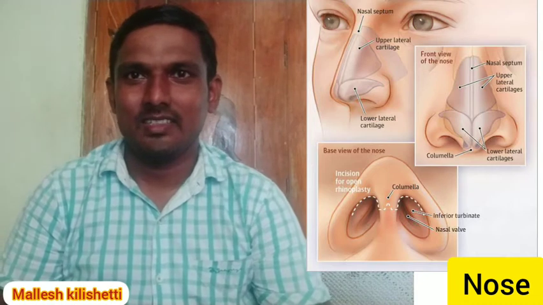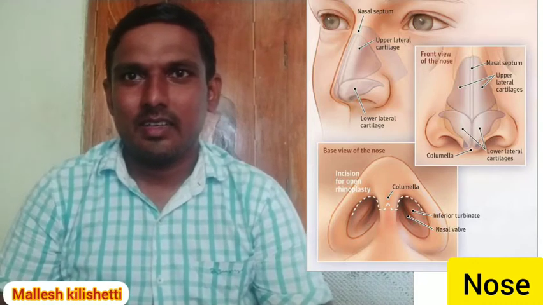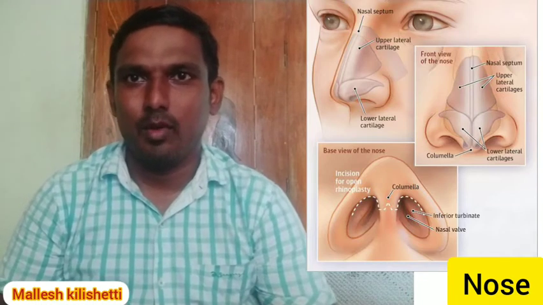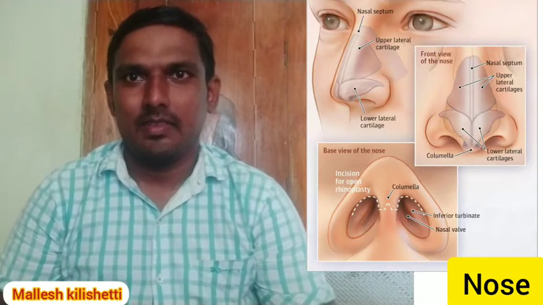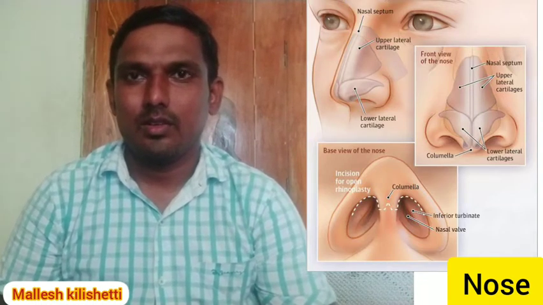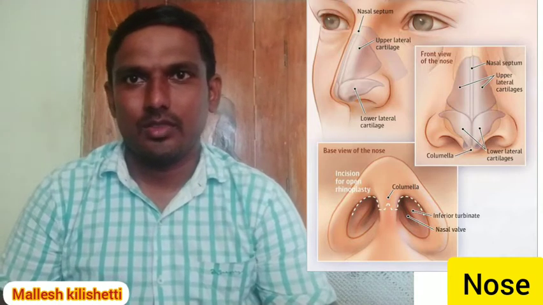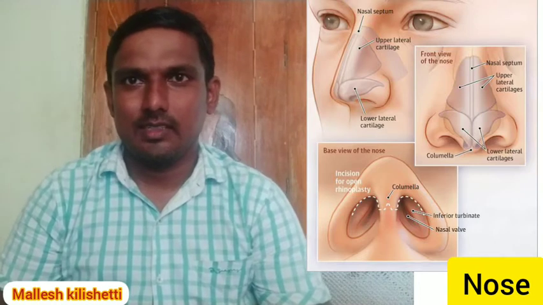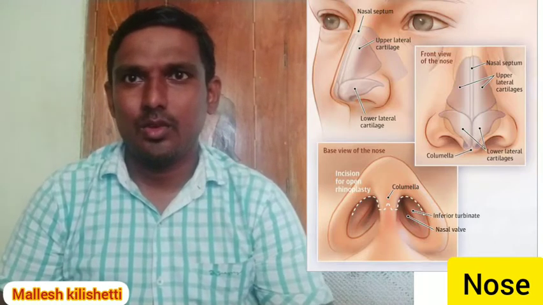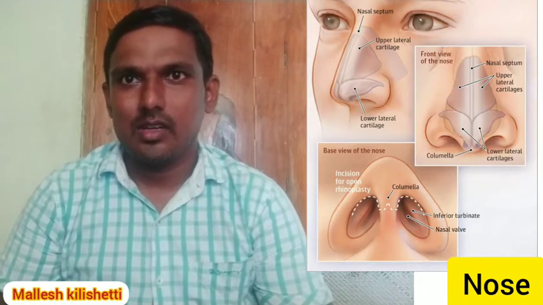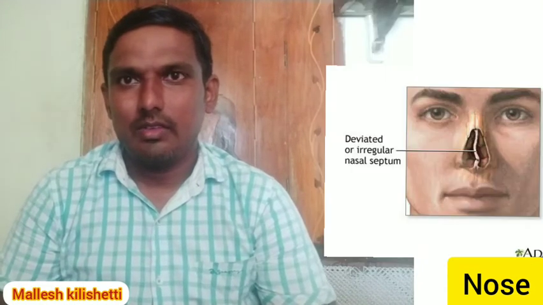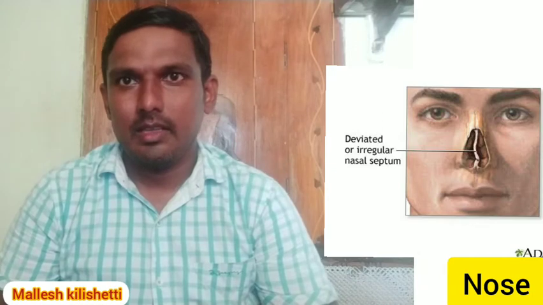Myself K. Mallesh. Last class we discussed the sense organs, and the main sense organ, the eye. Today we discuss the nose. The nose contains two nostrils, and the nostrils lead to the nasal cavity, and the nasal cavity is separated by the septum.